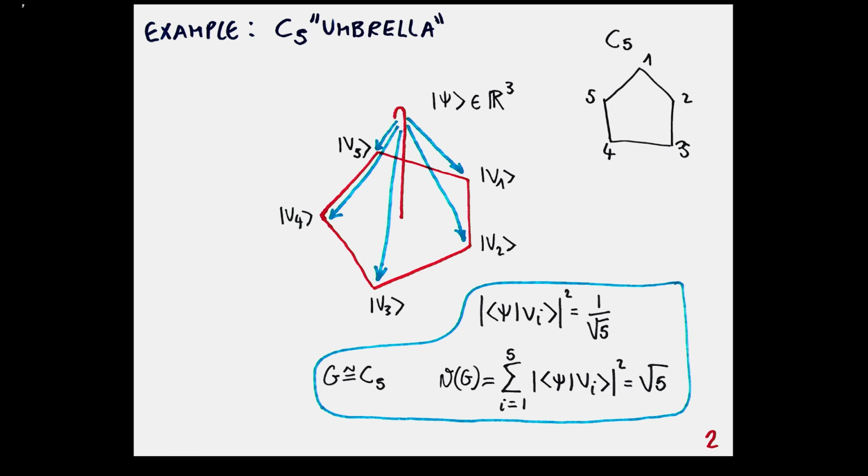Fine, so here is a classical example, C5. A graph with 5 vertices, a cycle, denoted C5. This is the fiducial vector, so it's like an umbrella in R3, where I associate vectors to the vertices. I didn't write down the vectors for this specific example, but you have to trust me that I can choose vectors in such a way that the modulus squared of the inner product is equal to 1 over square root of 5, so that the Lovász number for this graph specifically is going to be square root of 5. This will appear later on.